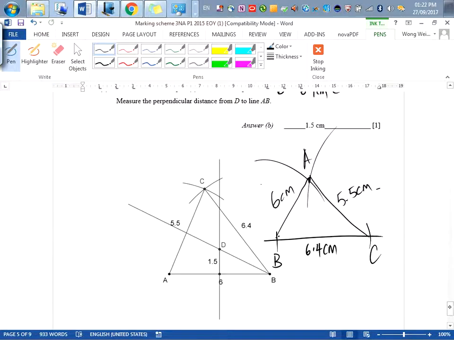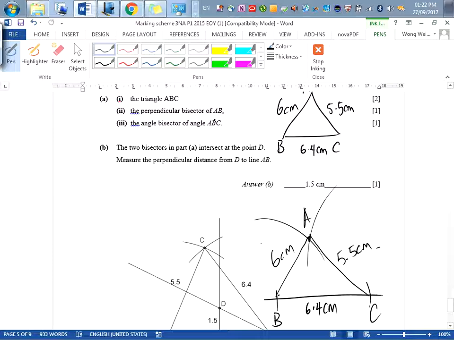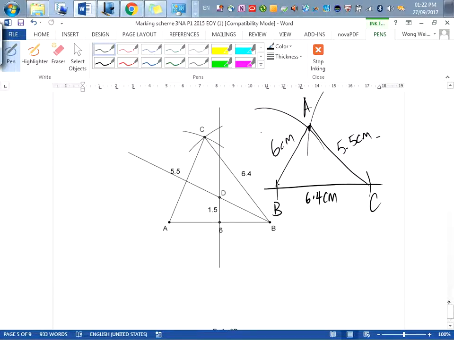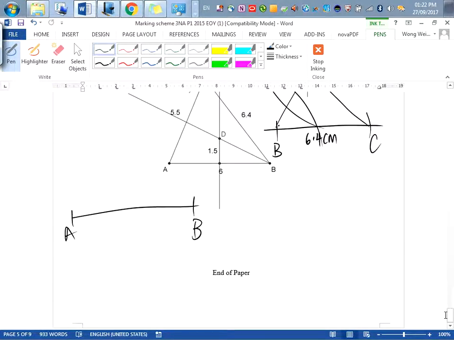Okay, now, next part, perpendicular bisector of AB. AB over here, perpendicular bisector. How do we do that? We need to draw two arcs. Remember this shape? Perpendicular bisector of a line. Let's say this is A, B. Then I will need to take my compasses, open it up to more than half, draw an arc here, draw an arc here. Then where these two points are, use a ruler, draw a straight line down. This is my perpendicular bisector.